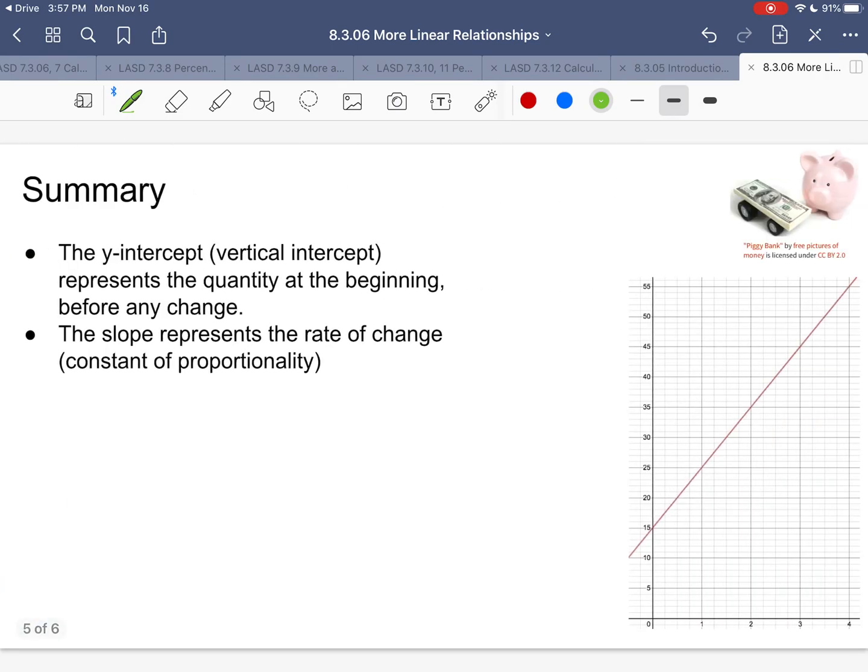So to summarize, the y-intercept, which is also called the vertical intercept, represents the quantity at the beginning before any change. When you start graphing, if you have some savings already, or you've already read some pages, or whatever it is you're measuring, you graph that at the y-intercept. And then the slope represents the rate of change, or the constant of proportionality. How much you're saving every month, or how much you're reading every day, depends on what your x-axis represents. But the rate of change is represented by the slope.